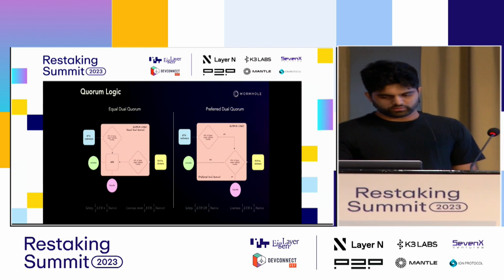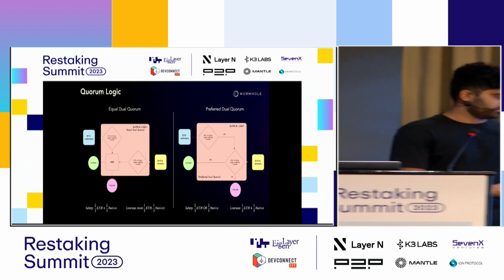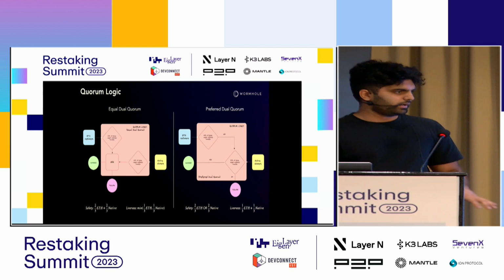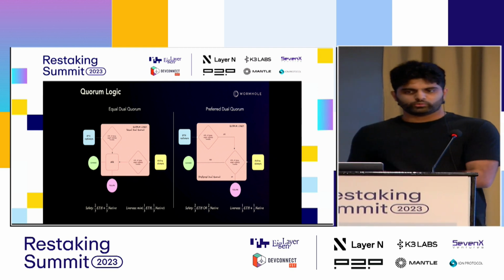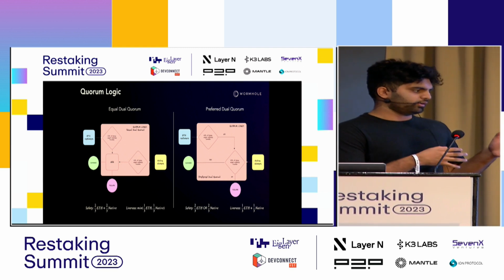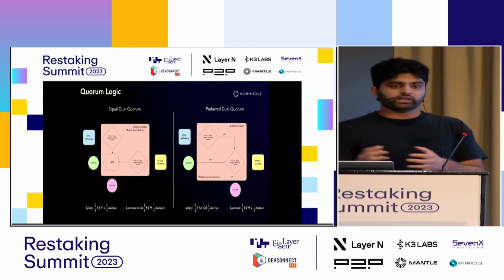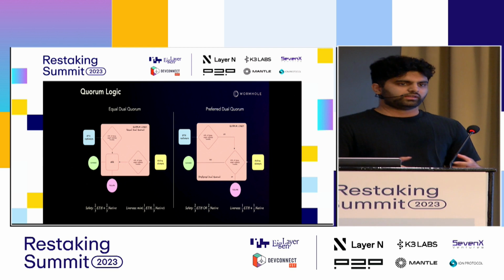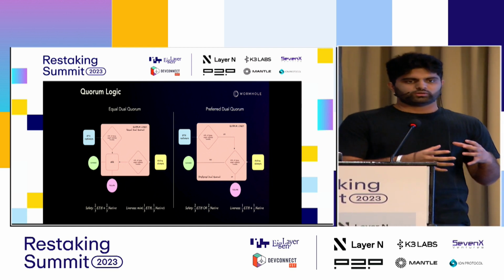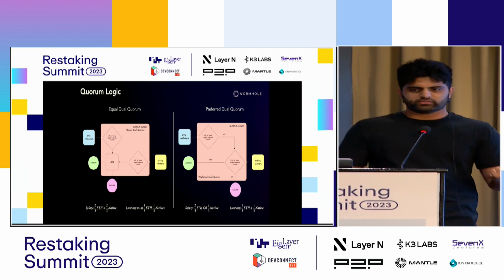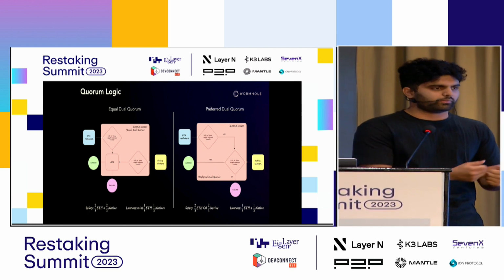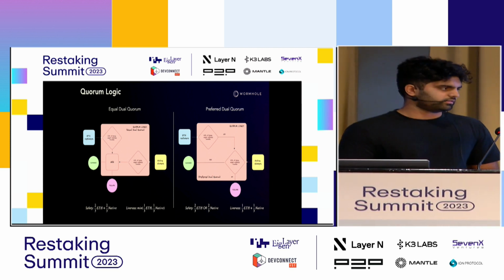And just for completeness, I'll list the safety and liveness conditions here. The idea is that when you move from an equal dual quorum system to a preferred dual quorum system, you might be sacrificing safety, but you're gaining in liveness. So if I can construct a multi-quorum system in a custom way, then I can tune these parameters to the way in which I want for my system.